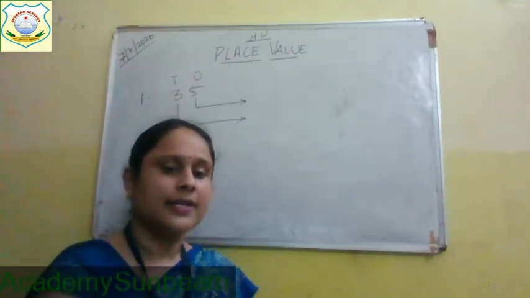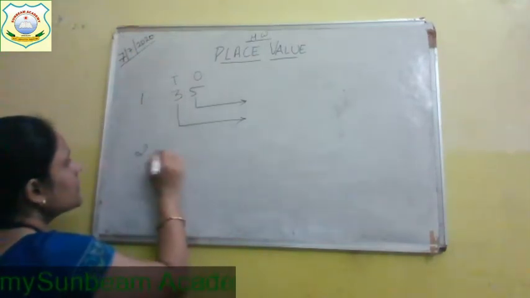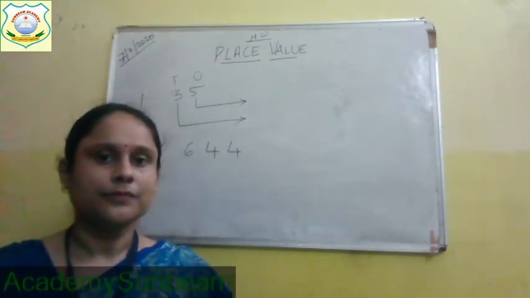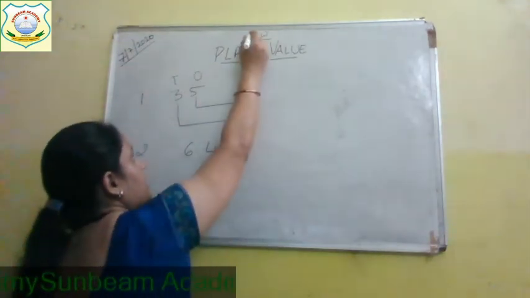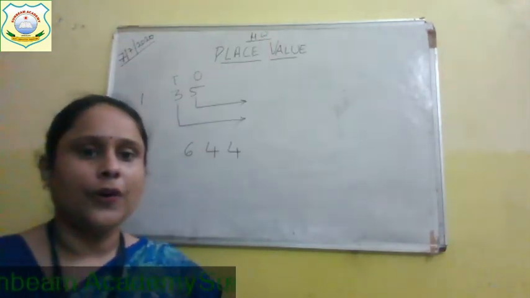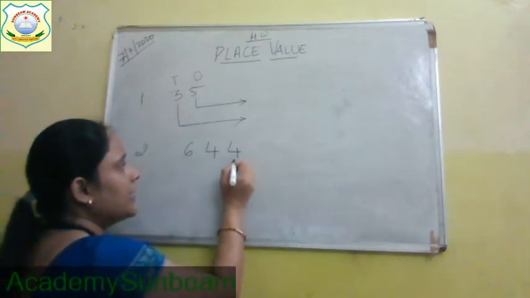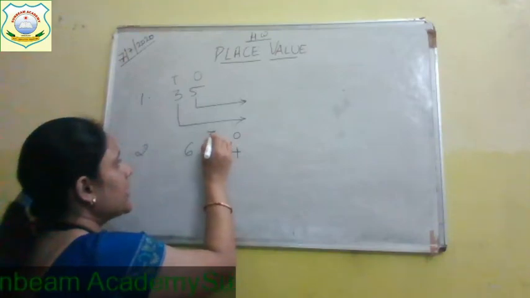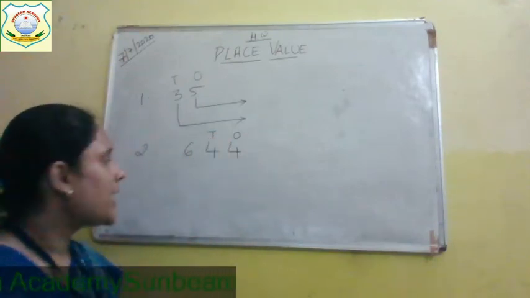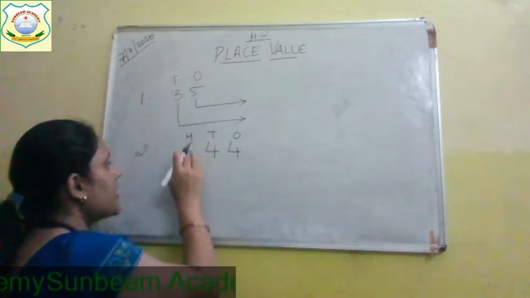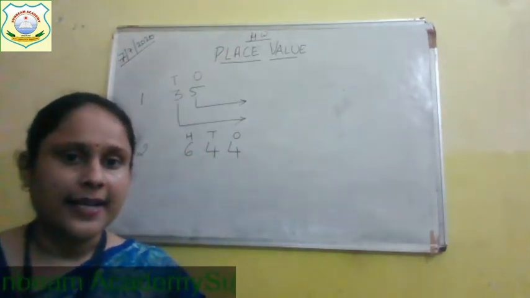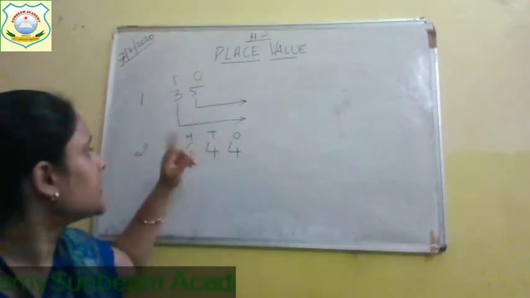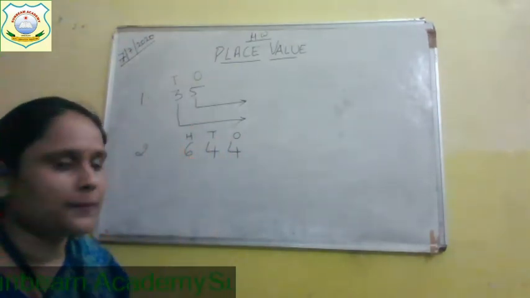Your next number is 644. Here this 4 is in ones place. This 4 is in tens place. And this 6 is in hundreds place. Places are clear to you. First is the ones place, then the tens place, and then the hundreds place.